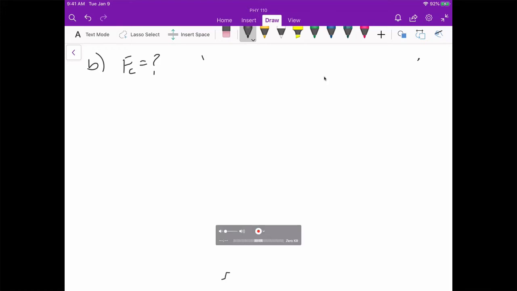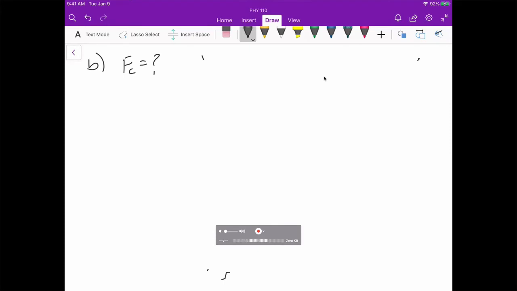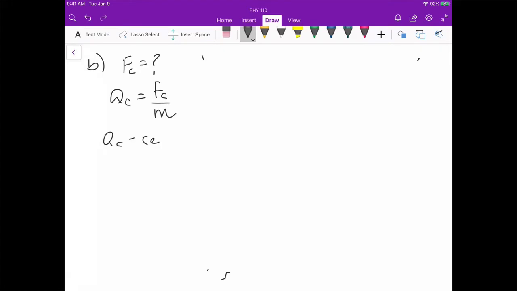So now we're going to go to Newton's second law. According to Newton's second law, acceleration is directly proportional to the net force divided by the mass. Now the acceleration is known, and we represented it as a_c, the centripetal acceleration, just to avoid any confusion. And of course F_c is the centripetal force.